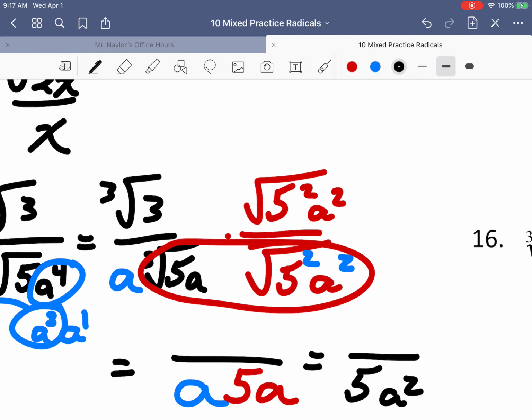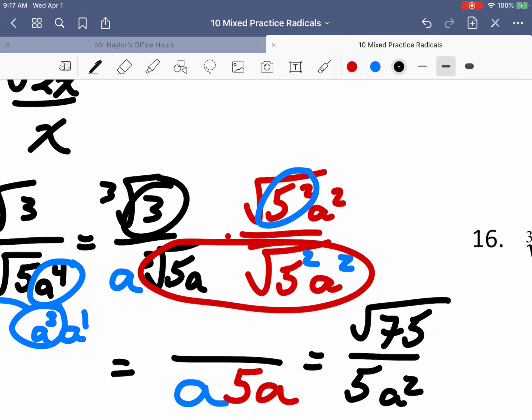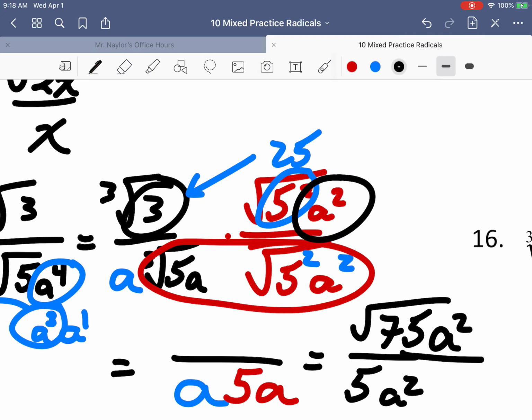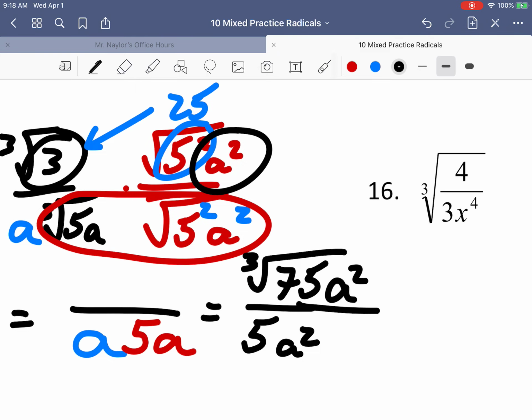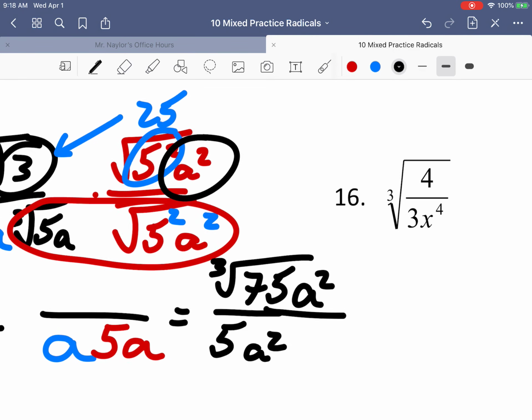Now your numerator, it's got this 5 squared, which is the same as 25. And 25 is going to get multiplied to this 3 that's been hanging out here. So that's how we're going to end up with 75. How about the a squared that was underneath here? That's still underneath. So we get the cube root of 75a squared over 5a squared.